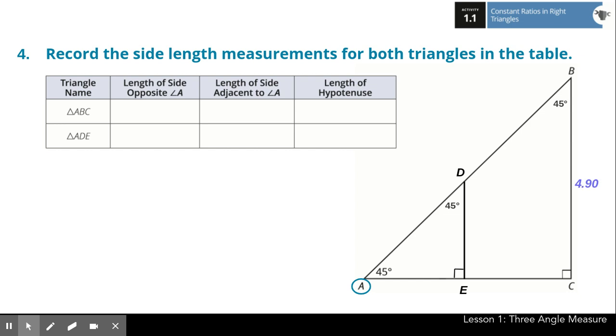So if we're using A as our reference angle, then the opposite leg is going to be 4.9. So I measured that for you, and you can put that into the table. The next thing is DE. It's still opposite A, and it's 2.3. Obviously, it's going to be less than 4.9. Put that in the table. And then the adjacent leg of the large triangle and the adjacent leg of the smaller triangle will be 4.9 and 2.3. And it makes sense because this is a 45, 45, 90 triangle, which means it's an isosceles triangle. And then the hypotenuse of the large triangle is 6.93 if you add those two segments together. And then the smaller one is 3.25.